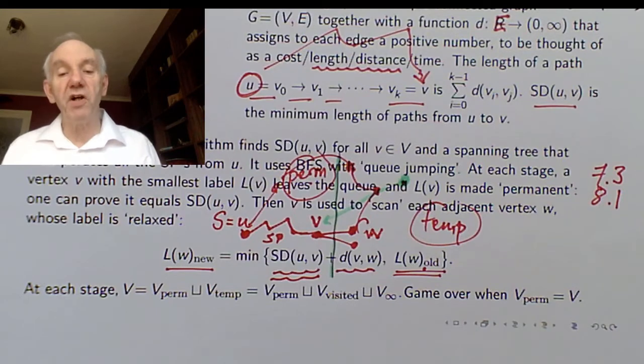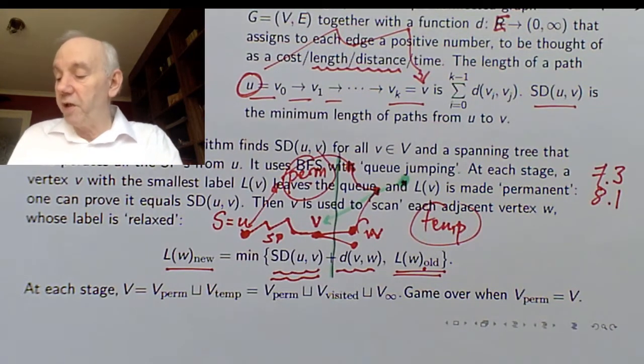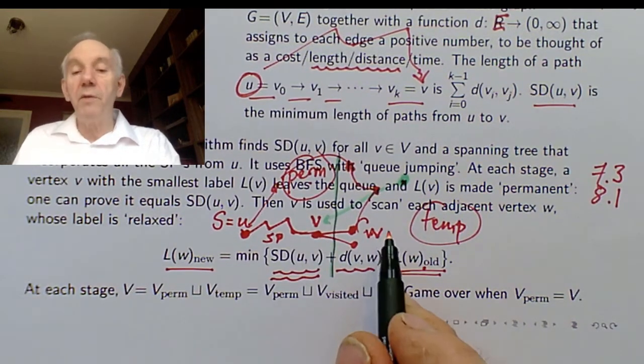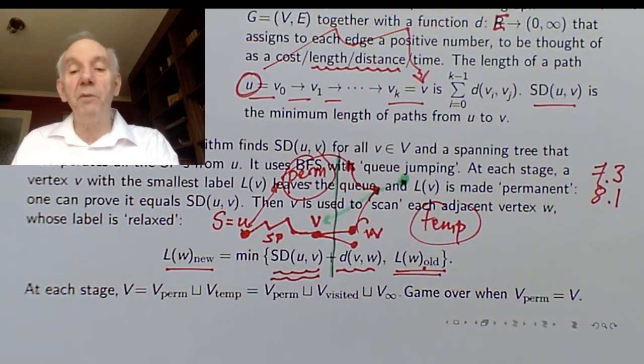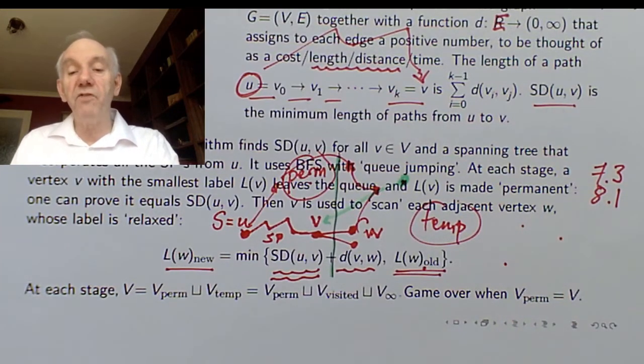Then there are the temporary vertices, which are really of two types. There are the ones that have been spotted by some vertex, that are adjacent to some permanent vertex. They have a label, but it's not necessarily at this stage the correct shortest distance. It would be if that's the least label amongst the temporary ones. And then there are some vertices we haven't even seen yet, and there's no particular name for those.